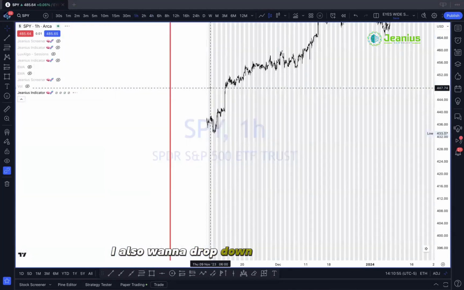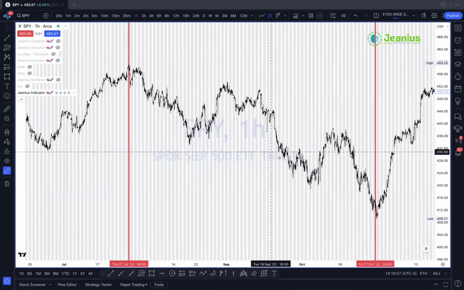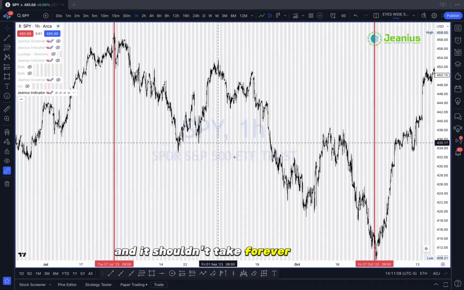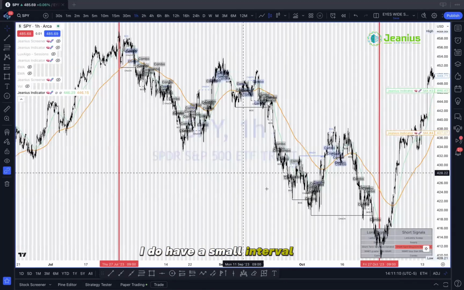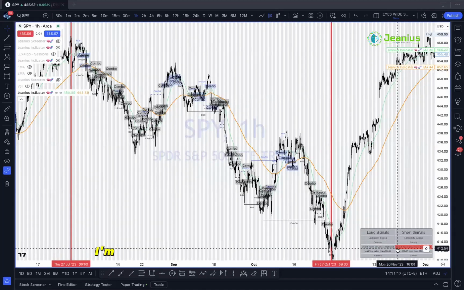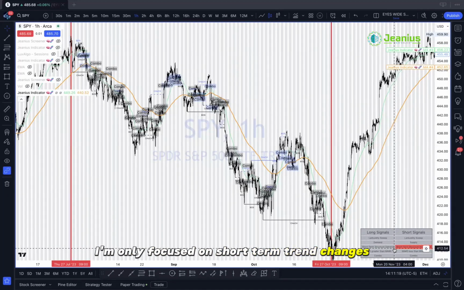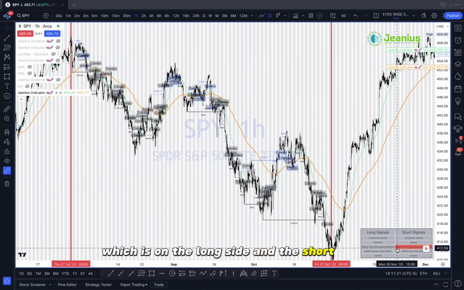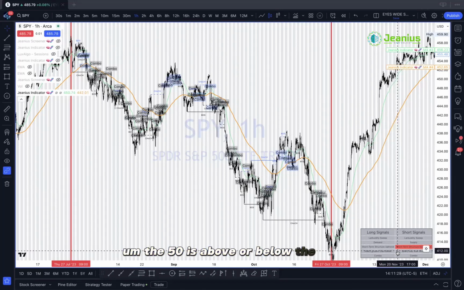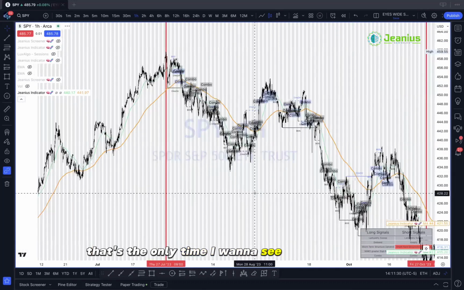I also want to drop down to another level. I'll drop down to the 1 hour just to see what it looks like. And it shouldn't take forever to pop up. I do have a small interval here. All right, so at the bottom it says, I'm only focused on short-term trend changes, which is on the long side and the short side. And I'm also only focused on when that moving average is above or below the 50. It's above or below the 200. That's the only time I want to see my sell signals.